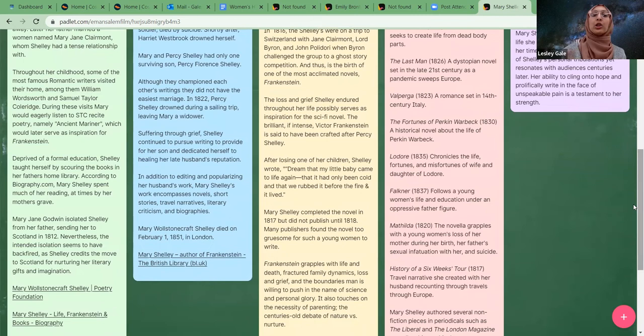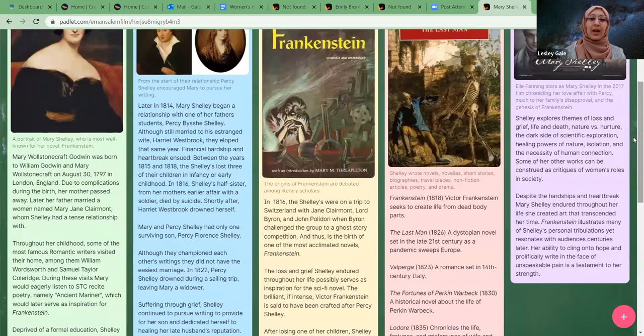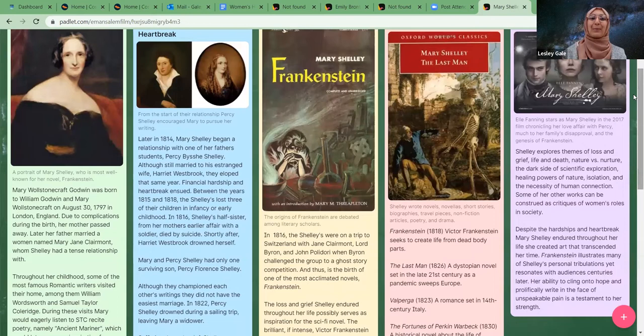a lot of writing. Even though she's mainly known for Frankenstein, I was really shocked to learn that she wrote a lot of short stories, a lot of different short novels. She had a lot of literary criticism, travel narratives, and even biographies that she worked on. Her most famous novel, as I've mentioned, Frankenstein, has a very interesting origin story.